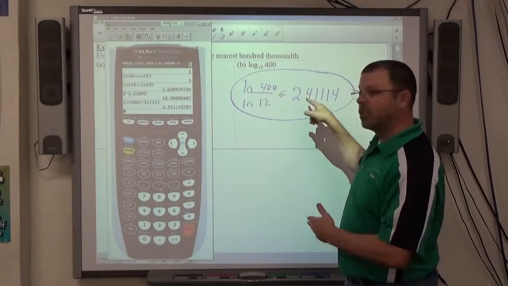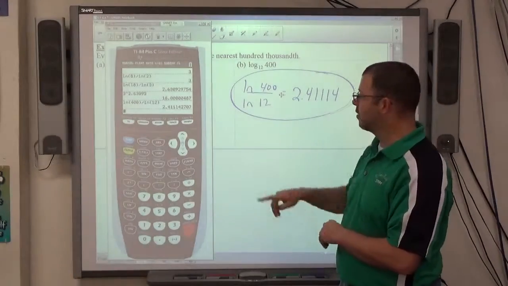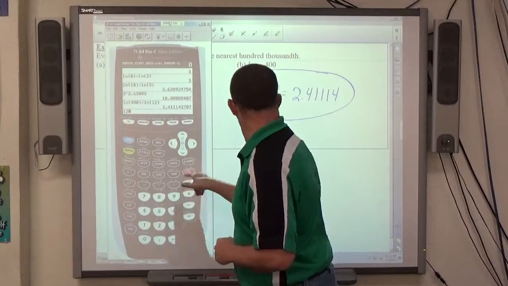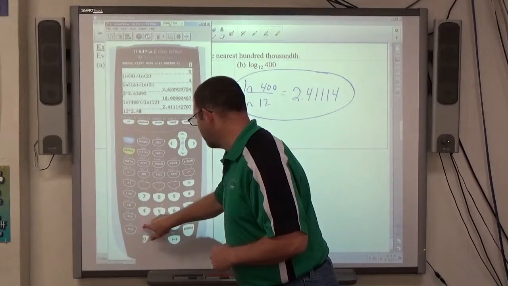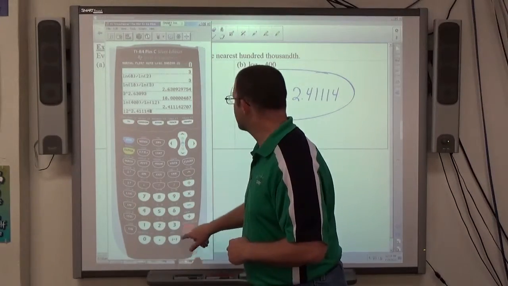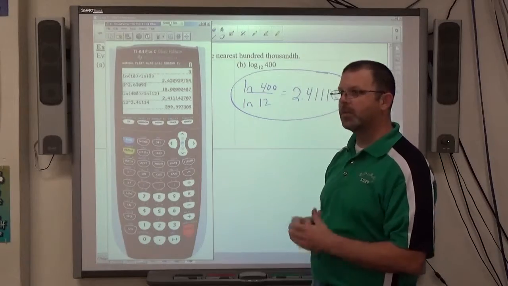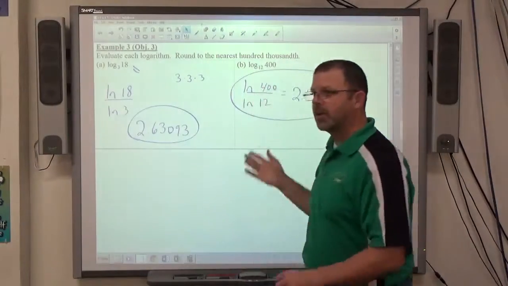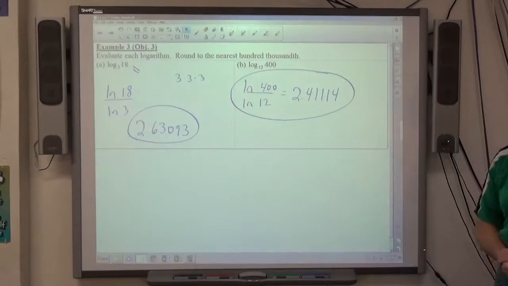In this case, if I did 12 raised to that power, I should expect something slightly less than 400 since we rounded down, right? So if I typed in 12 caret 2.41114, that comes out to 399.997, slightly less than 400. So again, that's very easily checked. Anytime you do a logarithm, just verify that way.